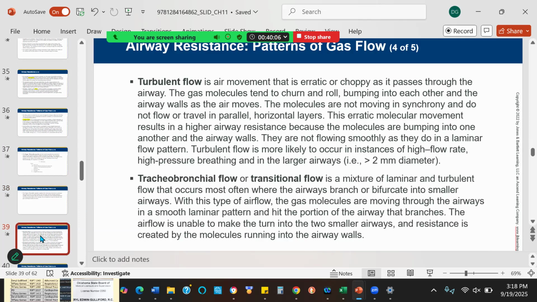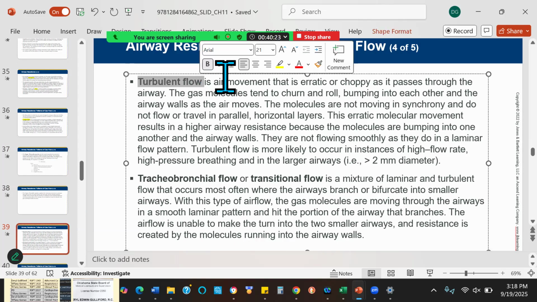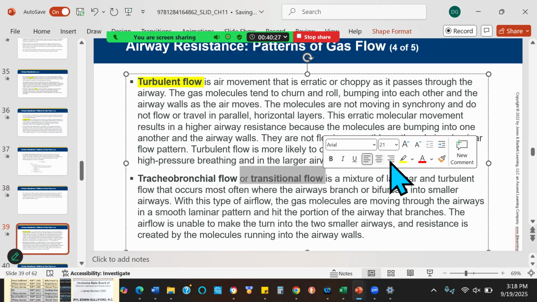Turbulent flow is erratic or choppy, and it's hard for the patient to sustain. It takes more work of breathing. Secretions can cause that. The spasm of the airway can cause that. And then there's called transitional flow, which is a mixture. So we've got laminar, turbulent, and transitional. A little of both, you might say.